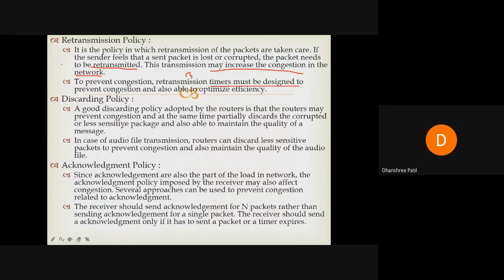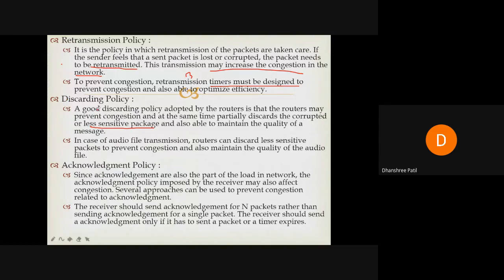Suppose there is a file, as given here. In case of audio file transmission, what will happen? The router can discard less sensitive packets to prevent the congestion. Means a packet that is not required or is not affecting the file or the performance of the file. Such packets can be discarded by the routers.